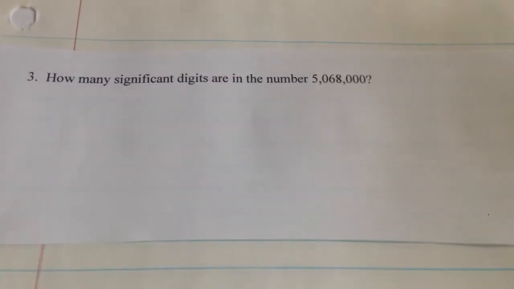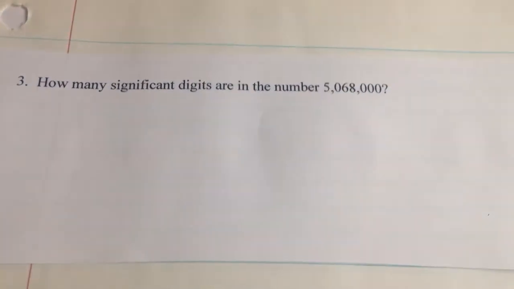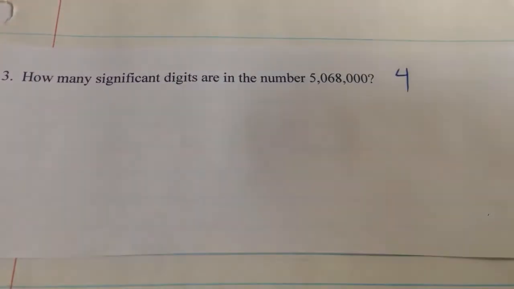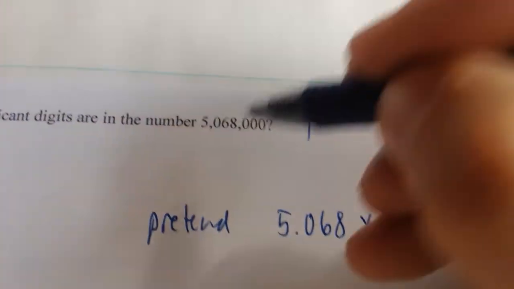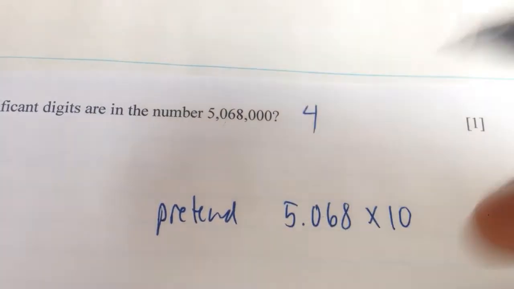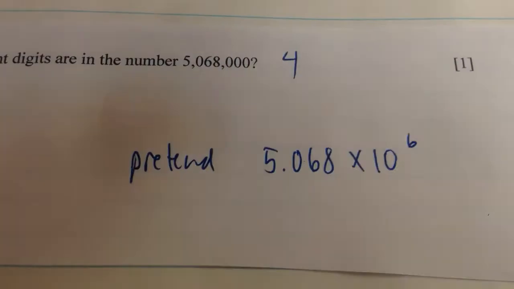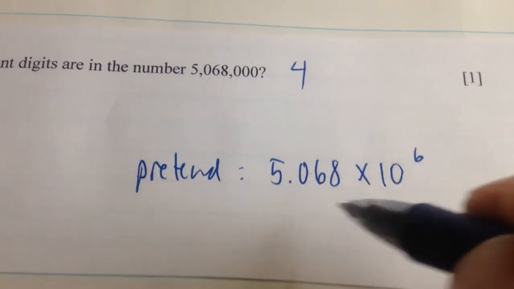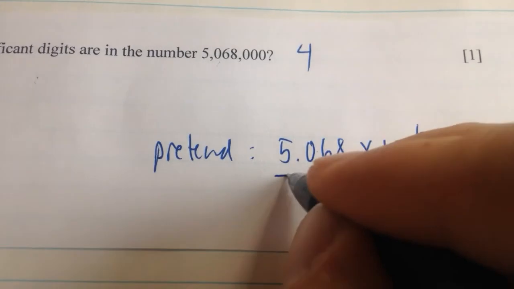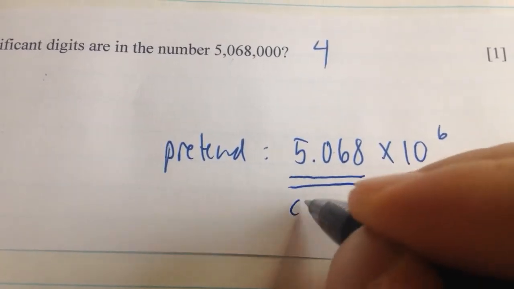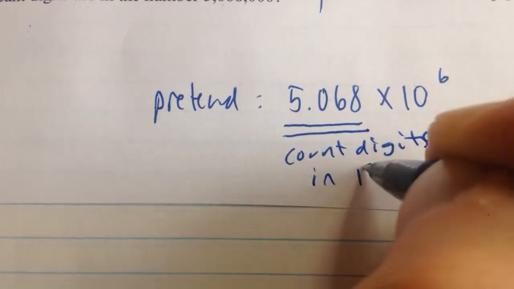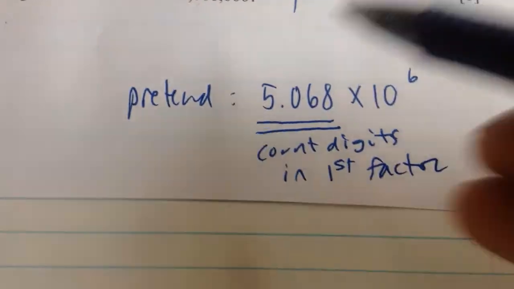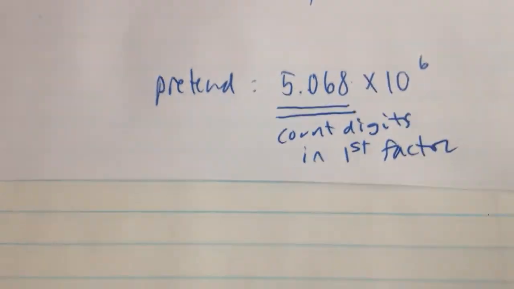How many significant digits are in the number 5,068,000? The answer is 4. And the way that we can tell this is we're going to pretend that we want to put this number in scientific notation. 1, 2, 3, 4, 5, 6. If we want to put this number in scientific notation, basically the answer to find significant digits is to count the number of digits in the first factor. 1, 2, 3, 4.